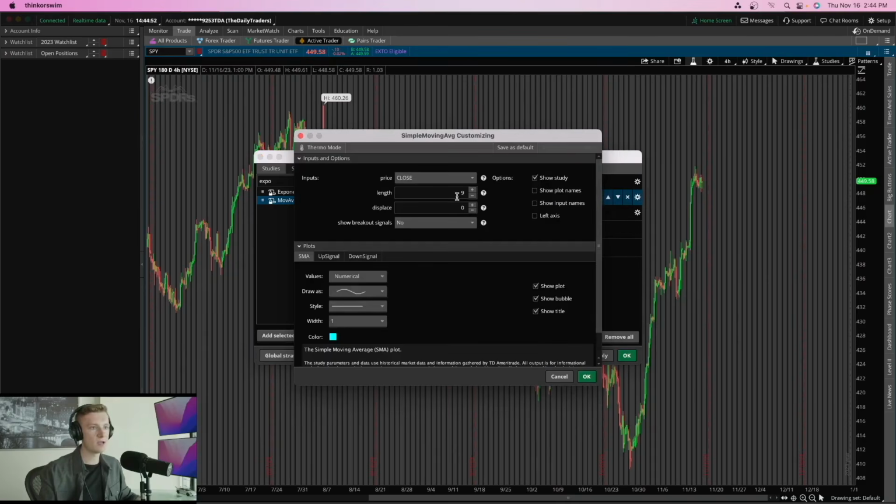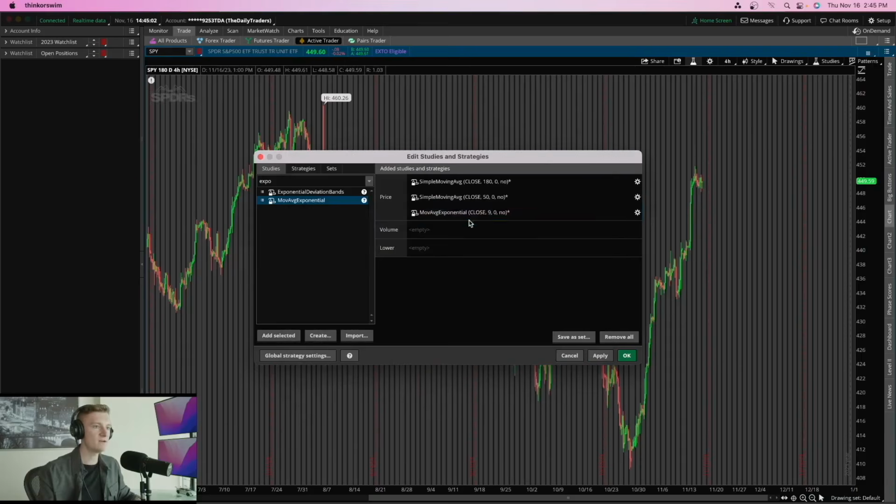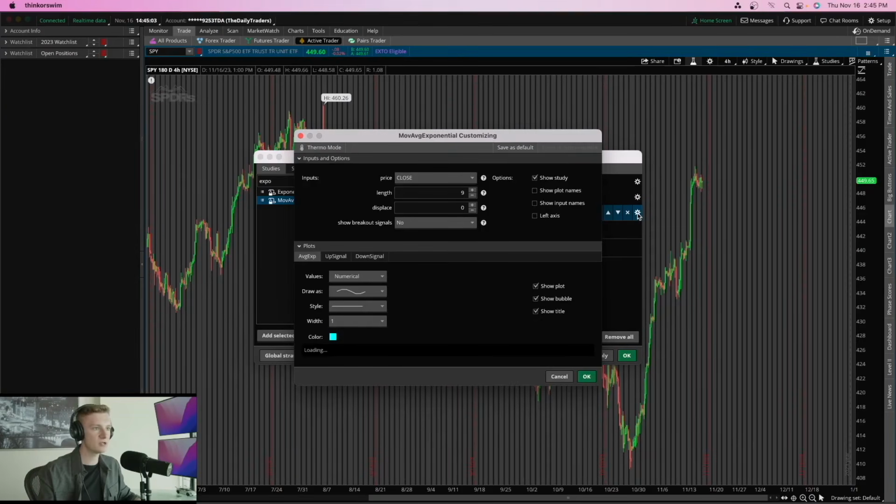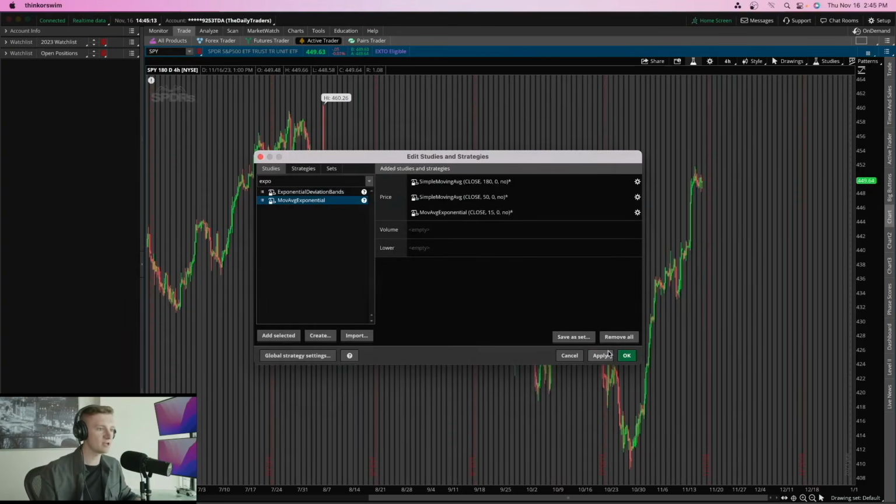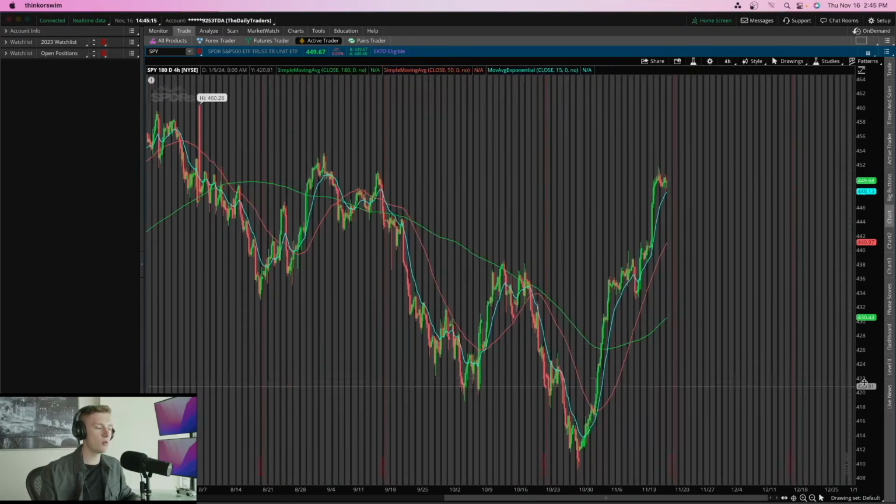Back to the gear icon. Now we're going to click on length, change the second simple moving average to 50, color, red. And then finally, the moving average exponential, click on the gear icon, change this length to 15, and then leave it as the default blue color. And now you're going to click apply, and there you go. We have what are called moving averages on our screen.